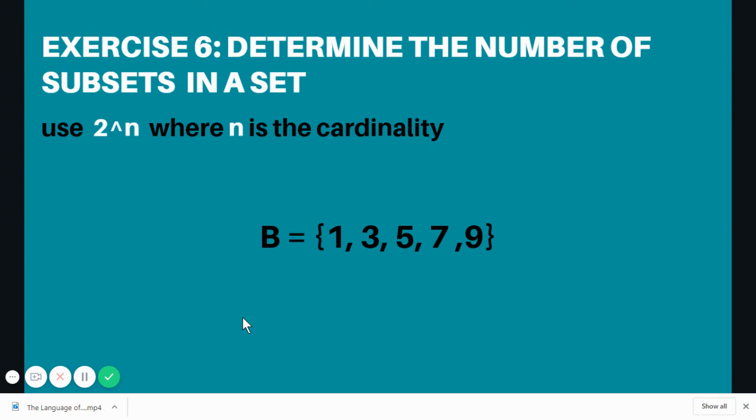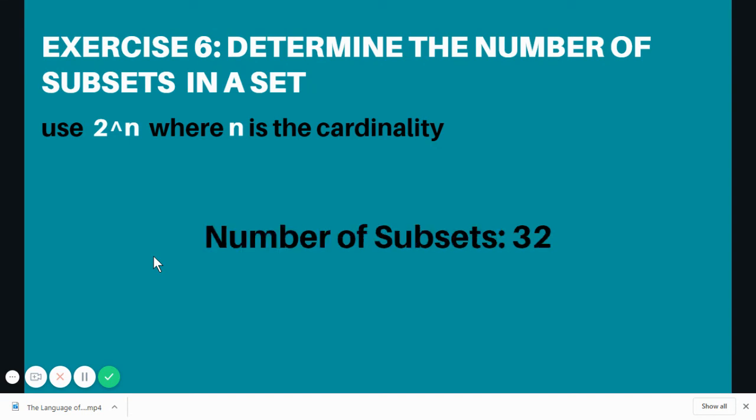So, ilan yung elements ng set na ito? Meron tayong 5. So, 1, 2, 3, 4, 5. Ibig sabihin, 2 raised to 5. So, 2 raised to 5. Ilan kaya yon? Ibig sabihin, imo-multiply natin yung 2 ng 5 beses sa kanyang sarili. So, the answer is 32. Kasi 5 beses nating imo-multiply yung 2 sa kanyang sarili. Okay, so 2 times 2, 4 times 2, 8 times 2, 16 times 2, 32. So the answer is 32.